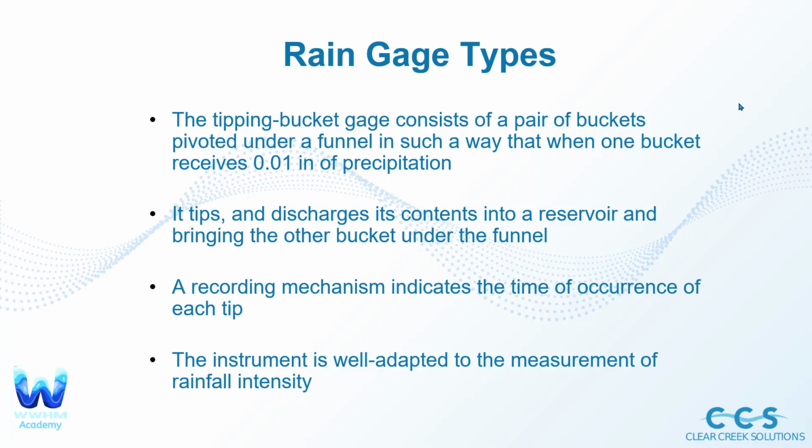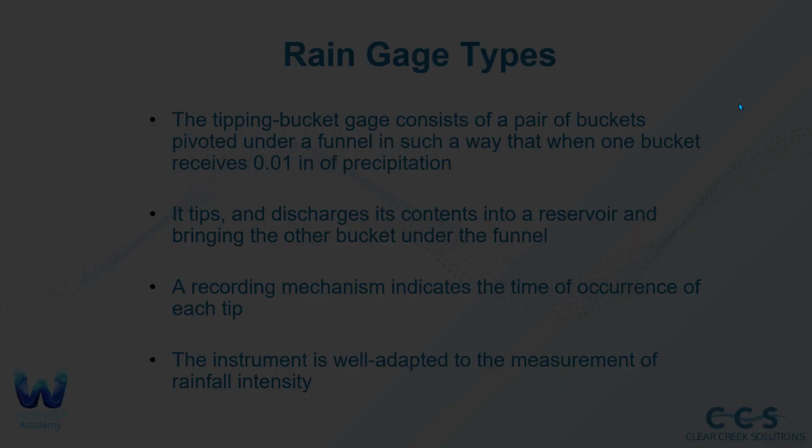Then there's the tipping bucket rain gauge, which consists of a pair of buckets pivoted under a funnel in such a way that when one bucket receives about 0.01 inches of precipitation, it tips and discharges its contents into a reservoir, bringing the other bucket under the funnel. So once one gets too full, it tips and the other bucket replaces it. Then a recording mechanism indicates the time of occurrence of each tip, and by keeping track of the time each one of those tips occurs, we're able to record how much rainfall has fallen into the bucket system. The instrument is well adapted to the measurement of rainfall intensity.